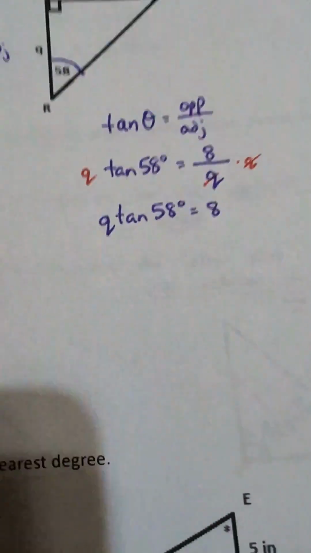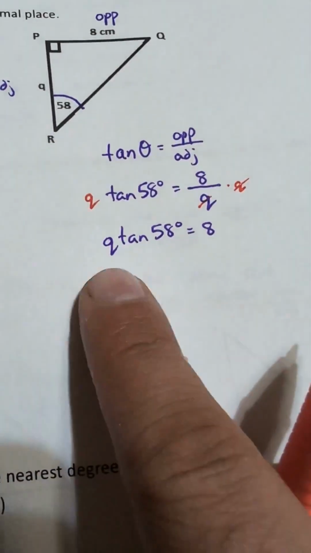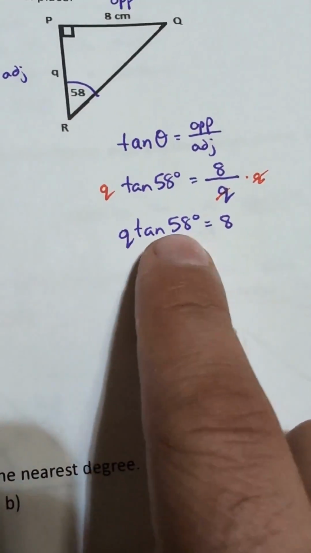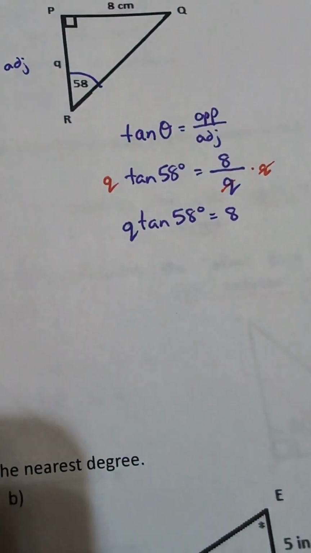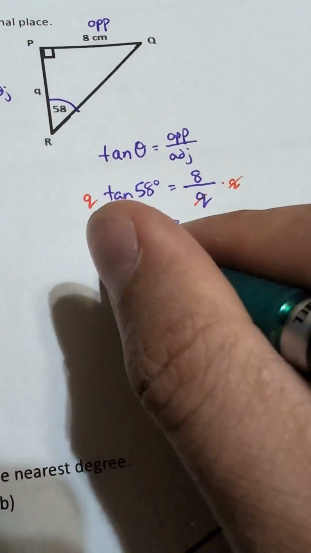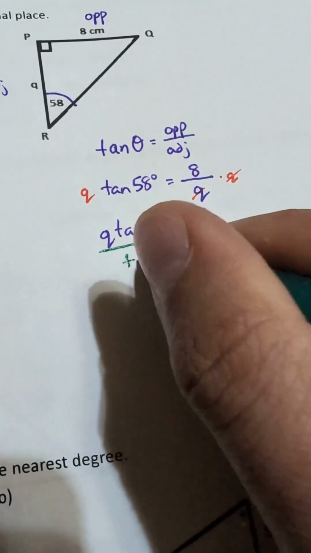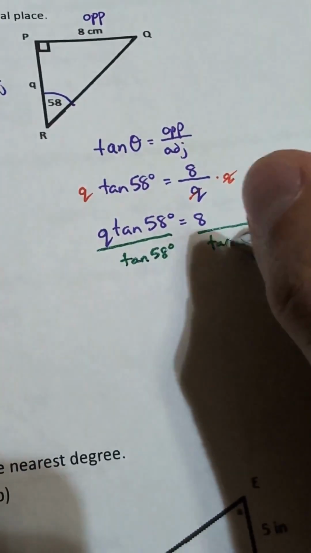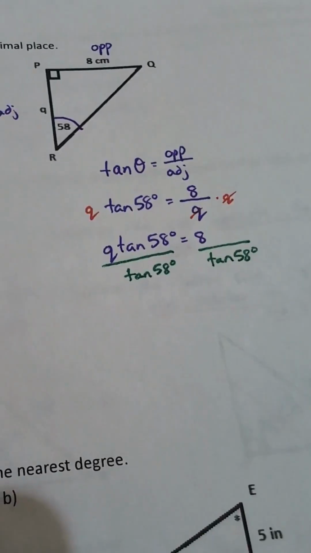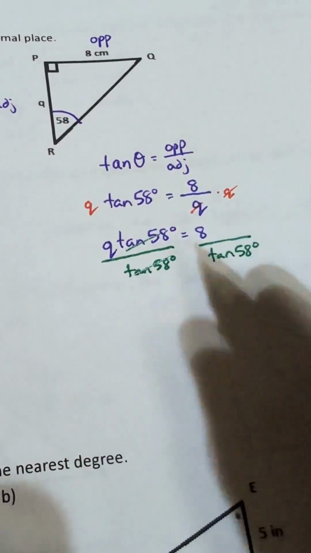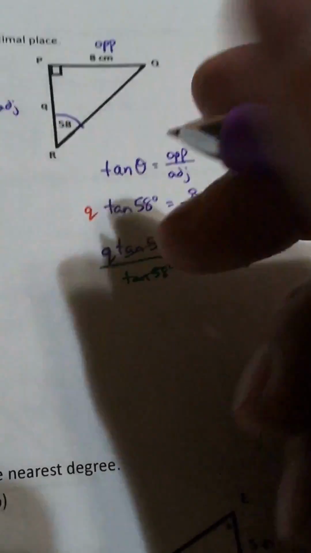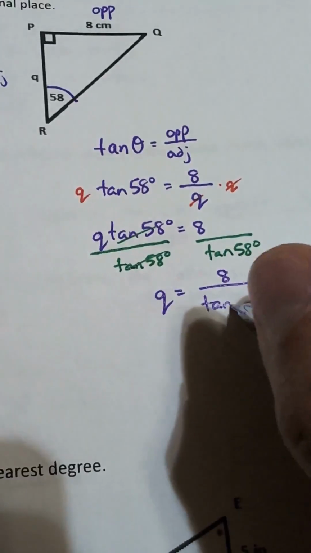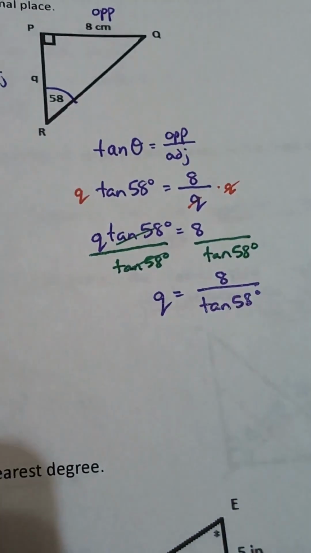And now this might be a little bit strange the first time seeing this, but we have q times this. Now tan 58 should just be some decimal we get in our calculator. So it's some number, which means if I want to get rid of multiplication, I can divide by that same number. So we're going to divide both sides by tan 58 to cancel out the tan 58 there. And so q is going to be 8 divided by tan 58.